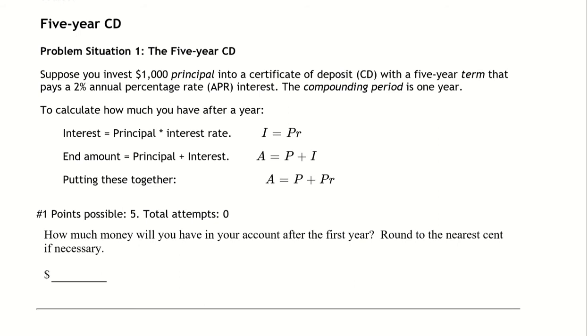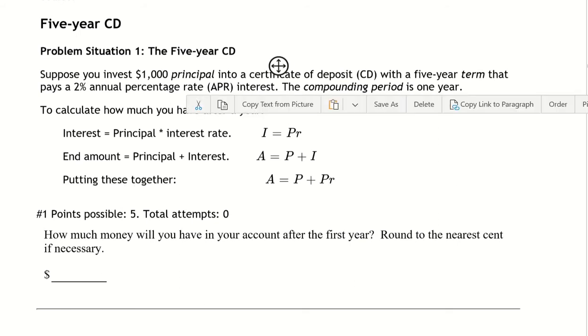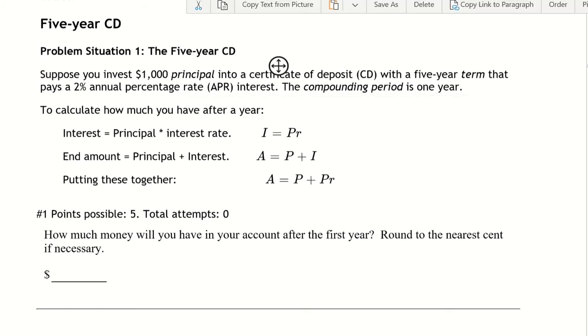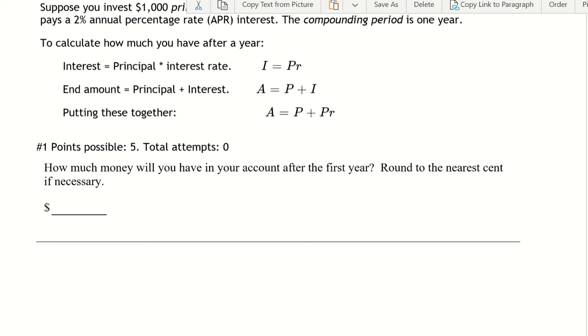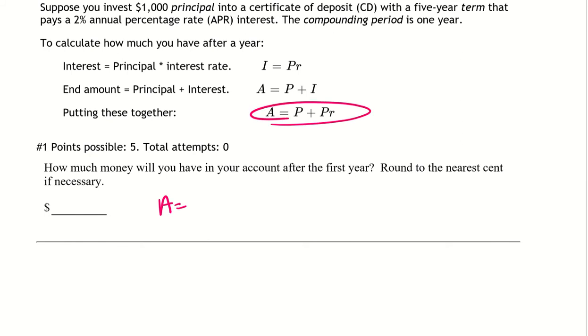So here's a 5-year CD. You invest $1,000 principal, right? So that's the P, and the term is 5 years at an APR of 2%. So the compounding period is 1 year. So how much will you have in your first year? You're going to plug it into this formula, and that'll be 1,000 plus 1,000 times 0.02, because we have to move that decimal twice.